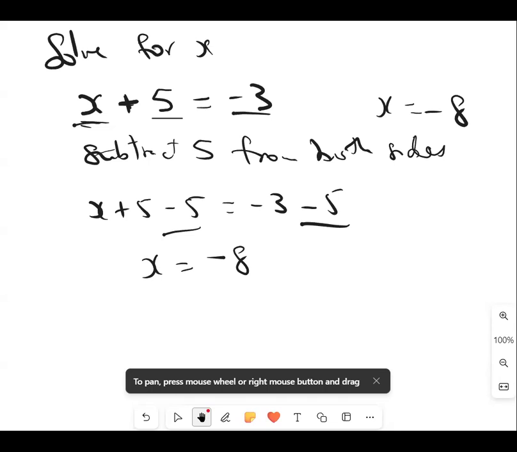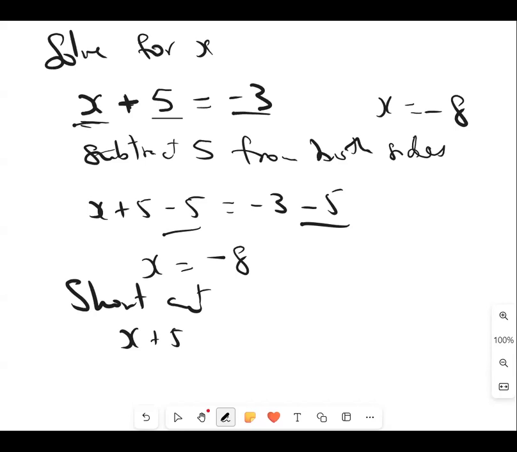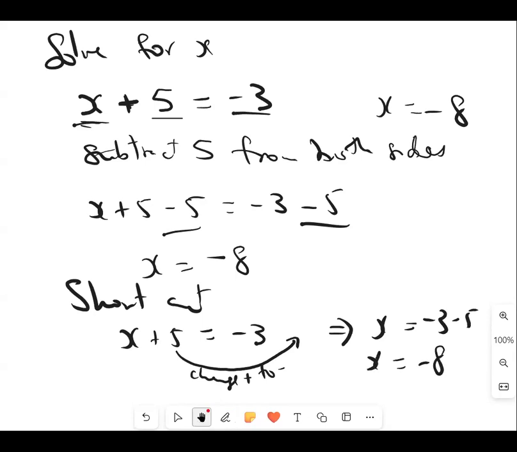Some people use a shortcut. They take x plus 5 equal to minus 3, and this is what it is. We take the 5 over and you change plus to minus. And you end up with x equal to negative 3 minus 5, x equals -8. Perfectly acceptable. Yes, sir, I did work it out the shortcut way and I get the answer.